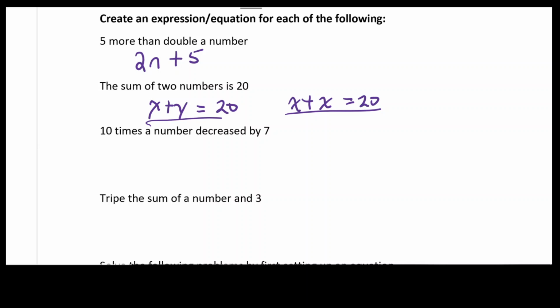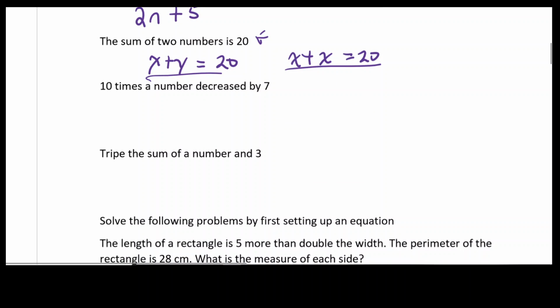Whereas in this case, it could be 10 and 10. X and Y can both be 10, but it could be 11 and 9. It could be 22 and -2. It could be any of the combinations that add to 20. And that's kind of what that question is capturing here. The sum of two numbers is 20. It doesn't say that the two numbers are the same, so I'd want two different letters there.